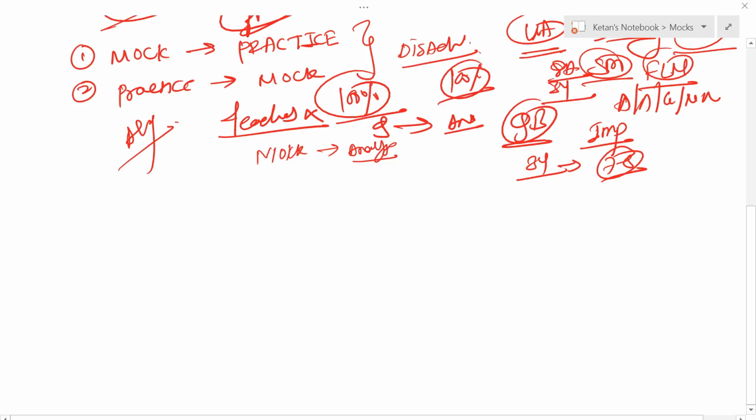So what you need to do, when it comes to writing a mock, or when you should be writing a mock, you segmentize. You segmentize your preparation. So if I talk about quants, do not rush into the mock. Trust me, you give 100 mocks, you have no clue what needs to be done in the mock. You will not even get 80 percentile.